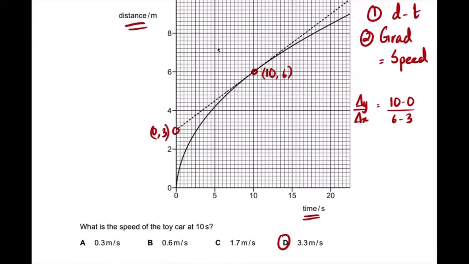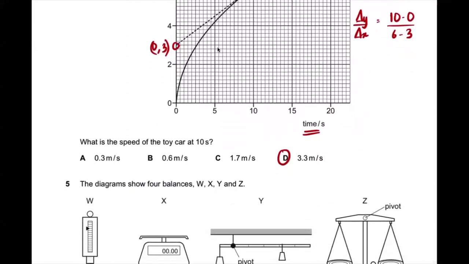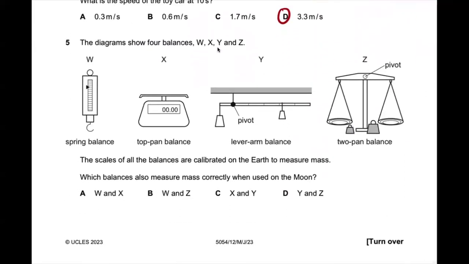All right. Let's have a look at another one. All right, this is also a good question. The diagram shows 4 balances, W, X, Y, and Z. Scales of all balances are calibrated on the Earth to measure mass, right? So all of these are designed for use on Earth to measure mass. Which balances also measure mass correctly when used on the moon?